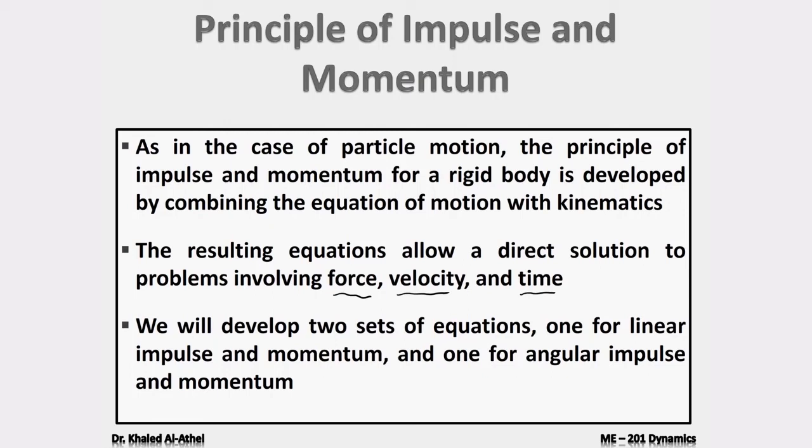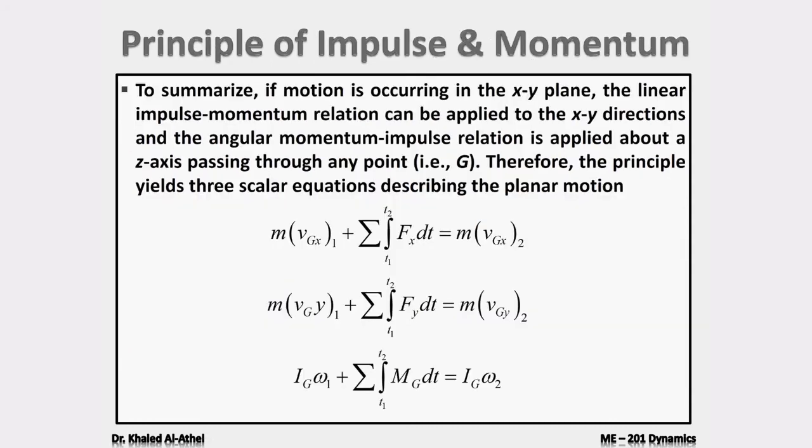So once you have these three components, you know that you are solving a problem with the principle of impulse and momentum. And you're going to develop two sets of equations. One for linear impulse and momentum, and the other one for angular impulse and momentum. So it's the same equations. You have two for linear impulse and momentum, exactly similar to particle analysis. The only difference is that the velocities are now at point G.